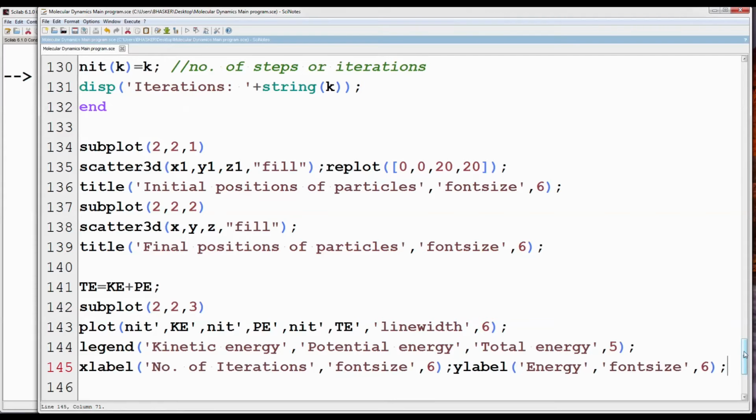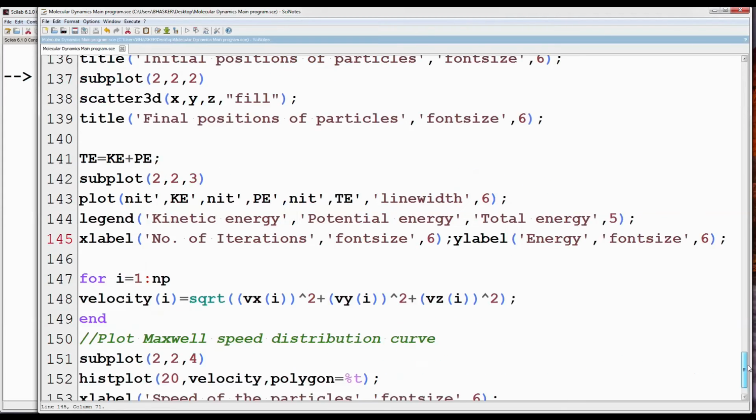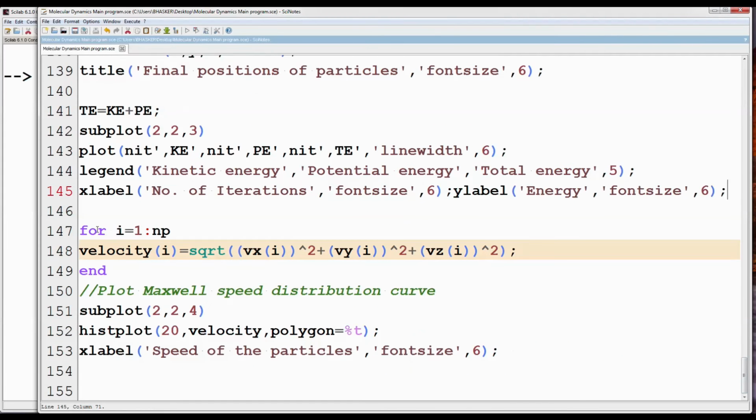Now we can calculate the net velocity of all the particles. So for I equal to 1 to np, velocity equal to square root of vx square plus vy square plus vz square. Now subplot 2, 2, 4. We are going to plot histogram. So hist plot 20, velocity, polygon equal to percentage t. This 20 is the class. Basically we are going to divide the whole range of velocity of particles into 20 equally spaced classes. Finally x label speed of the particles with font size 6.